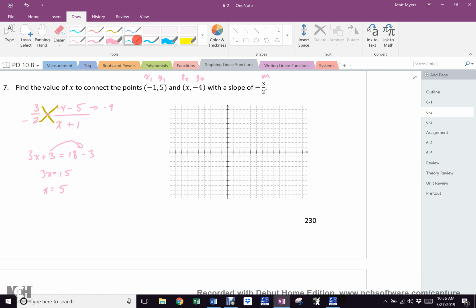Let's come over to the graphing side. Negative 1, 5. Negative 1, 1, 2, 3, 4, 5. Right there, yes? The other one has to get to this negative 4, doesn't it?